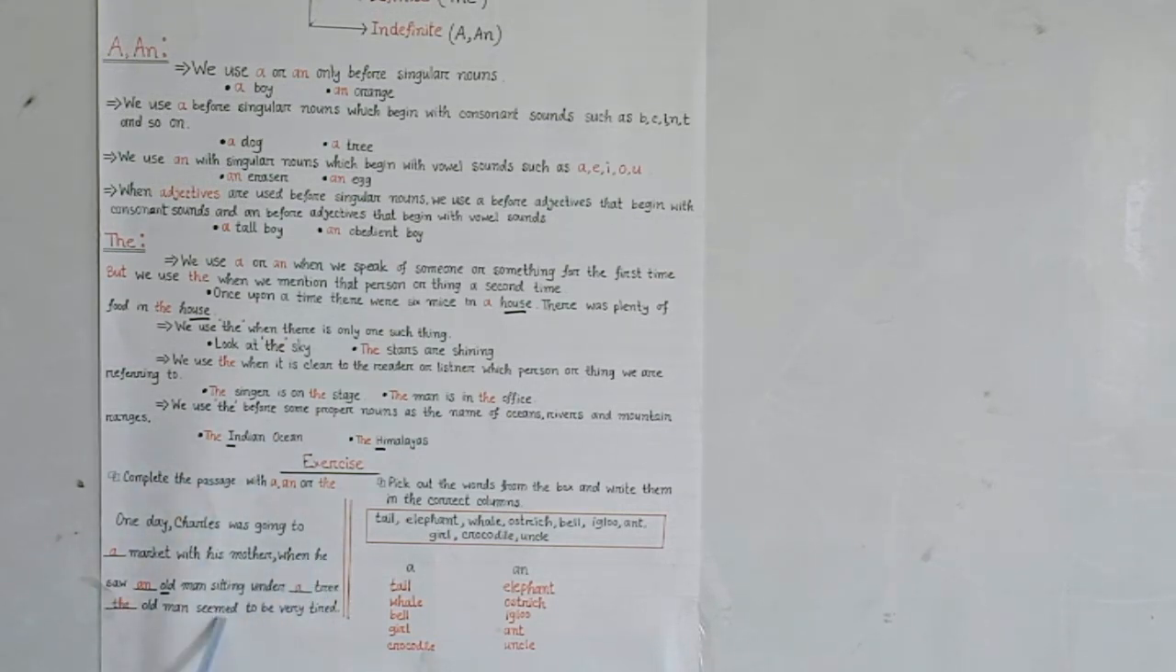Then dash old man seemed to be very tired. Dear students, look, here we find the word again. Old, first one and second one. So we say that when we use a thing or person a second time, we have to use the. Here we can't use an because this is specified thing, person, right? We have to use the as it is specified person. Then the sentence will be, the old man seemed to be very tired.